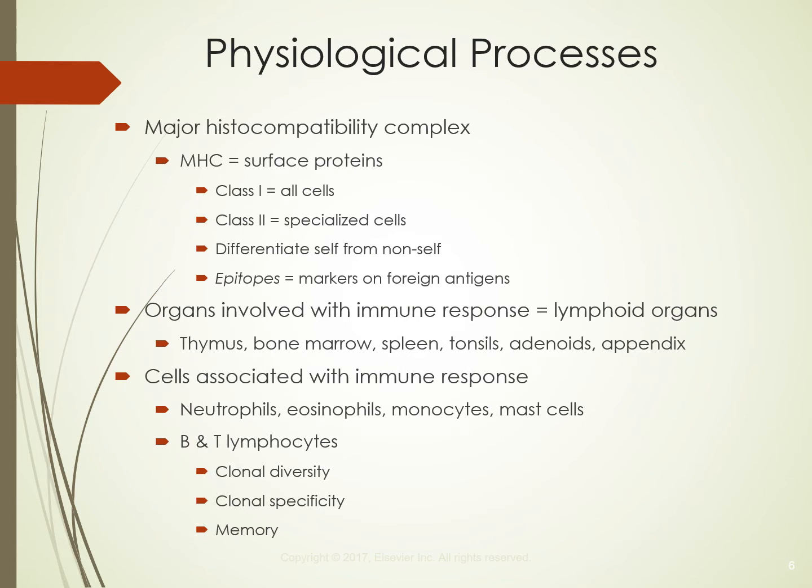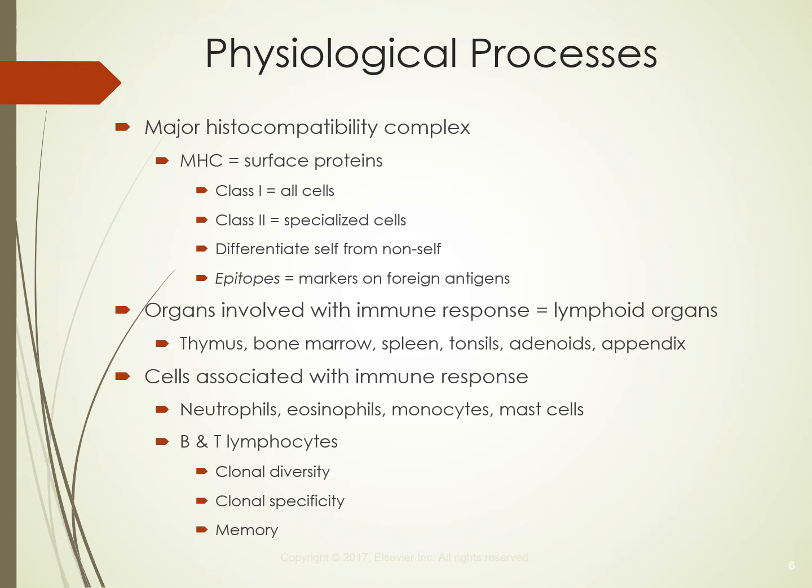Major histocompatibility complex proteins, called MHC proteins, are divided into two classes, with class 1 being found on all cells and class 2 on specialized cells. MHC proteins function in part to differentiate cells of the self or the host from foreign proteins. Substances that are non-self are capable of initiating an immune response.